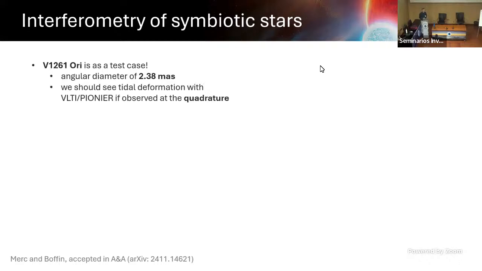And this is actually possible to test. The one in Orionis is a perfect test, because we see the ellipsoidal variability, the Roche lobe filling factor is 0.5, and it's pretty big on the sky. So this is the size we measured from the interferometric observations.